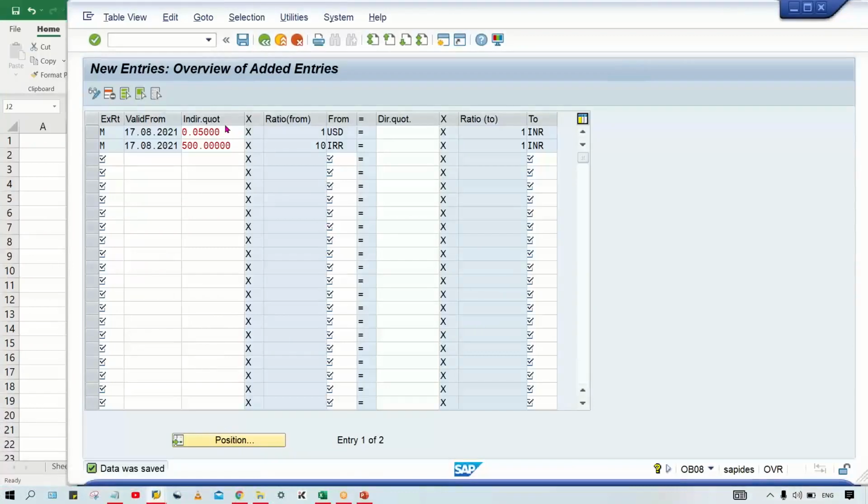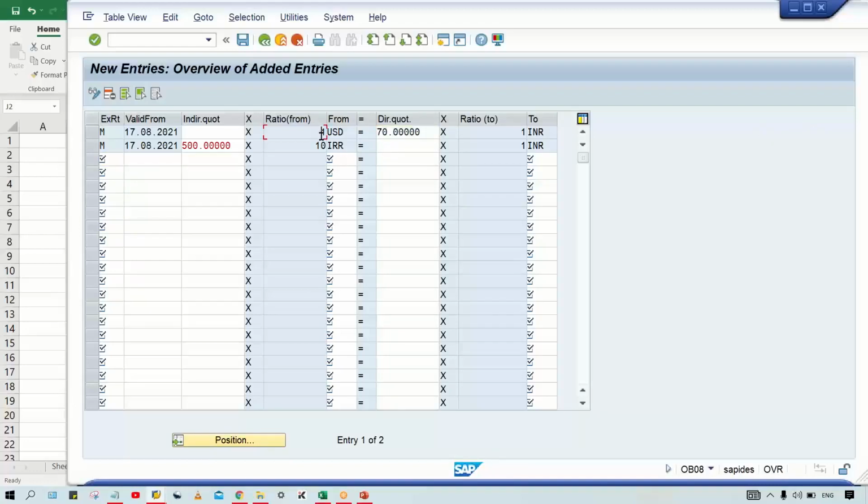Now here in this case it is a bit confusing. 1 INR equals 0.05 USD, right? But this one is pretty simple. If I say one USD equals 20 INR, one USD equals 50 INR, one USD equals 70 INR, it is quite simple to understand, right? So since the local currency value is lower than the foreign currency, in that case we are going to specify the rate under direct quotation.